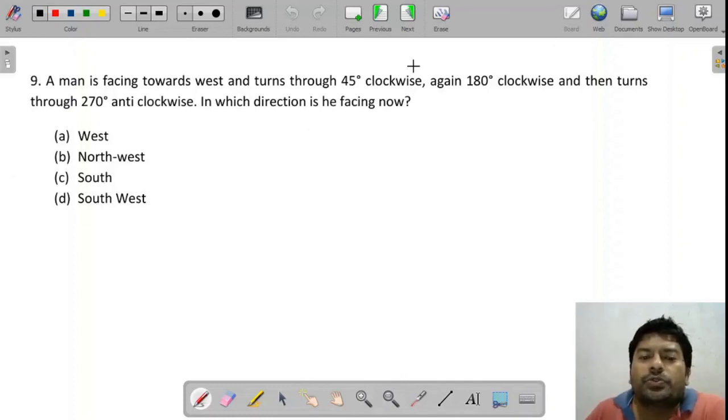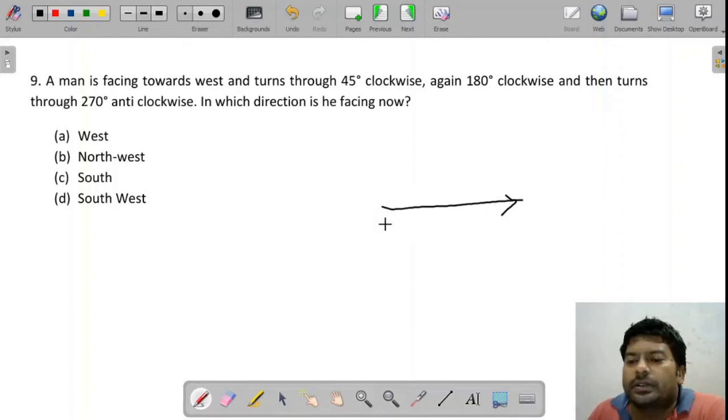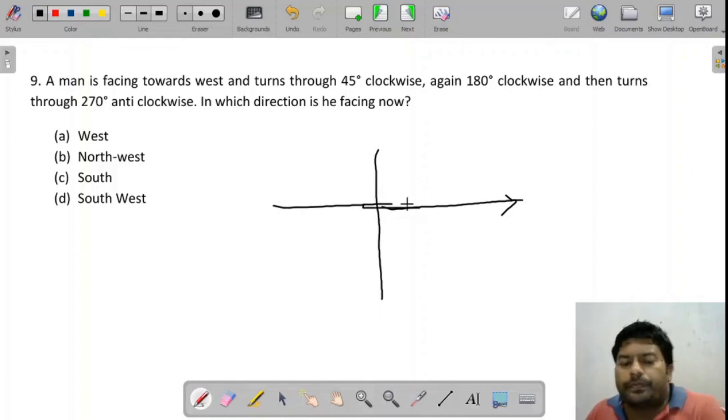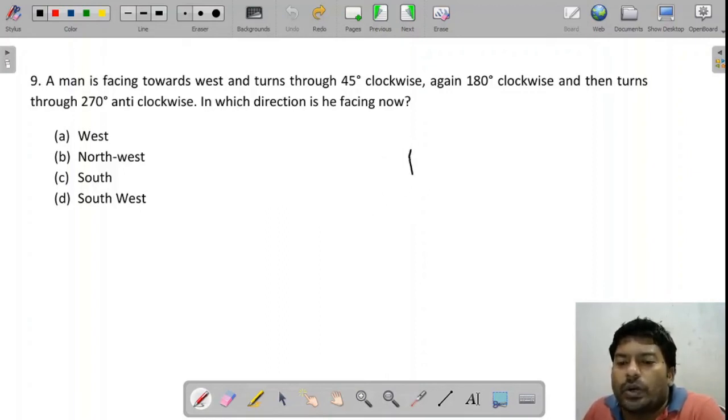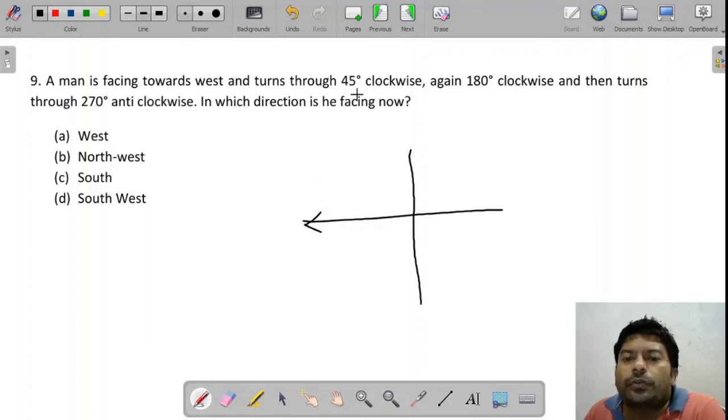A man is facing towards west. Okay, so let me draw it again. Man is facing towards west. So he is facing this side and turns through 45 degrees clockwise direction. So he was facing this side and he turns clockwise 45 degrees, and again 180 degrees clockwise.